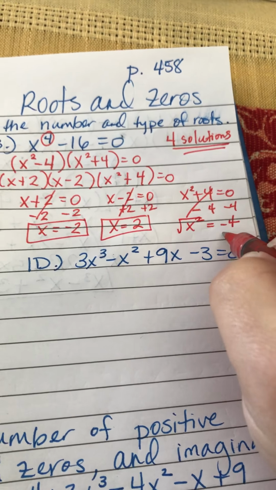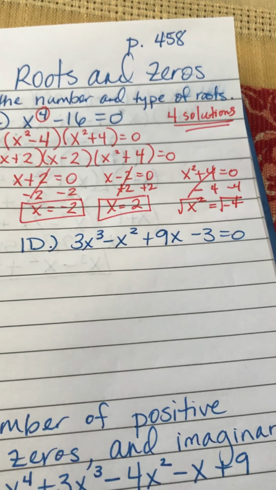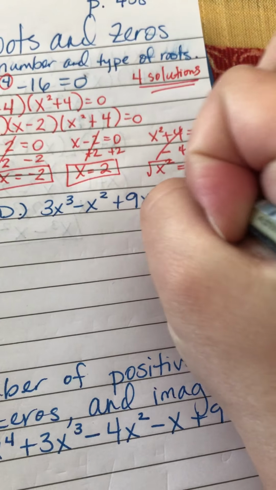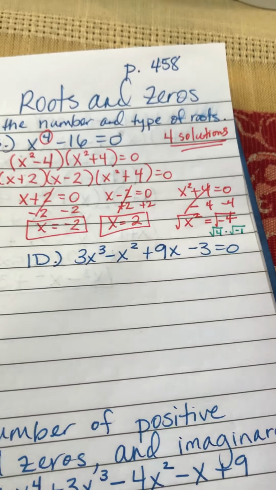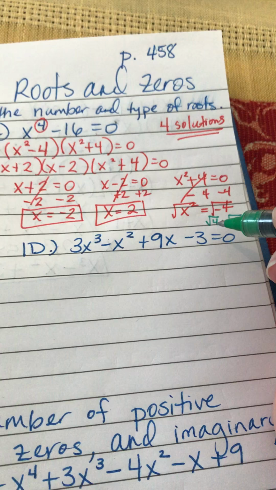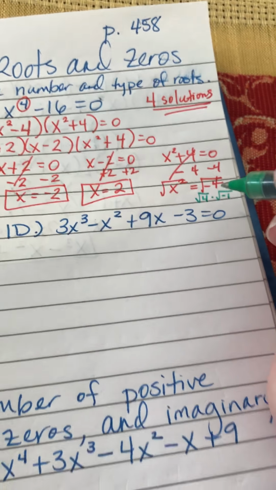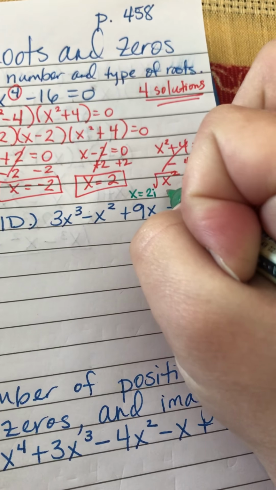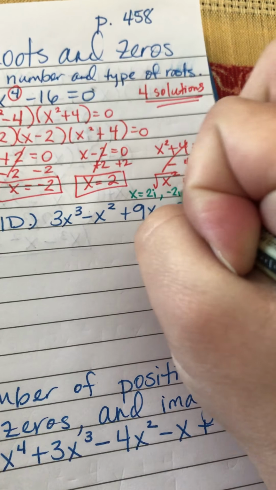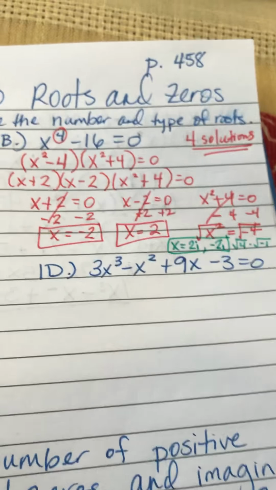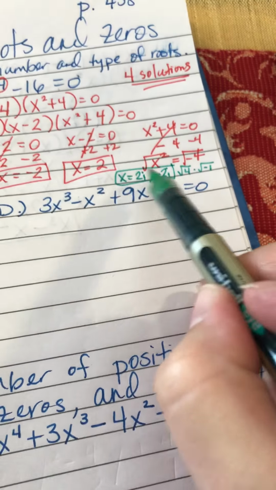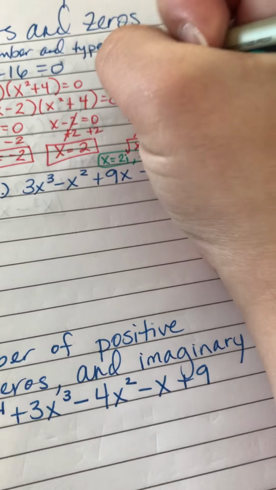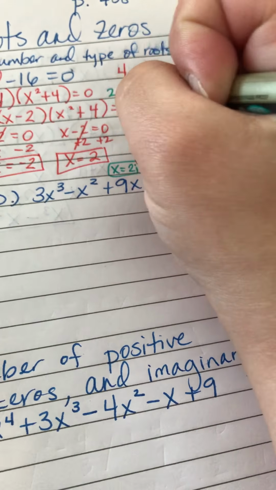And when I take the square root, here again, I'm going to separate this into the square root of 4 and the square root of negative 1. So the square root of 4 is 2, and the square root of negative 1 is i. So I have x equals 2i, and x equals negative 2i. Okay, so I have 4 solutions, 1, 2, 3, 4, and 2 of them are real, 2 imaginary.